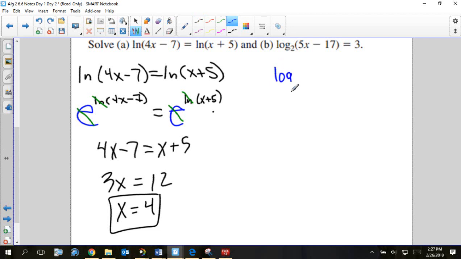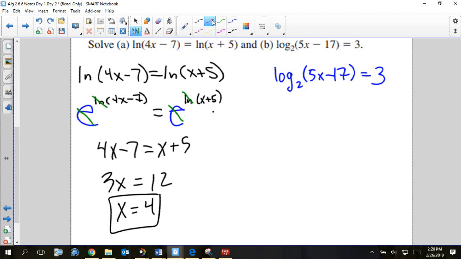All right, the other question is, we've got log base 2 of 5x minus 17 equals 3. So we need to get x by itself. What do we need to get rid of first? What's the outside thing we need to get rid of? Log base 2 we have to get rid of. What cancels out log base 2? Base 2. 2 to that.